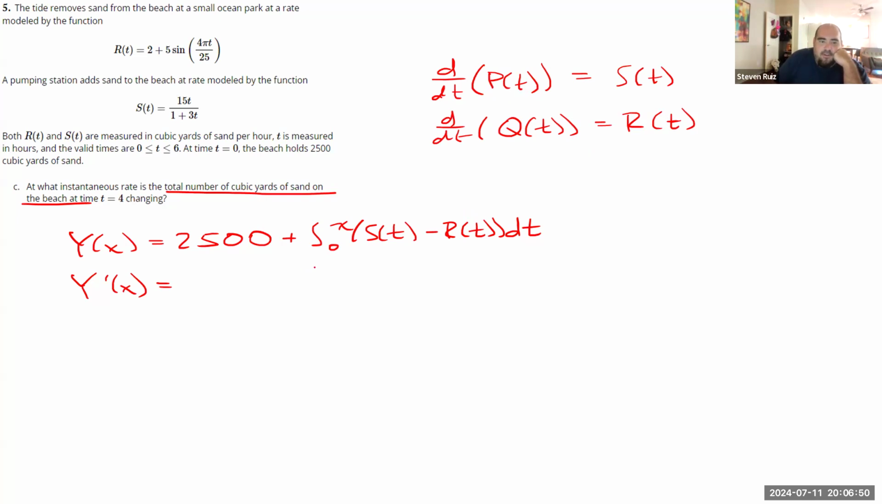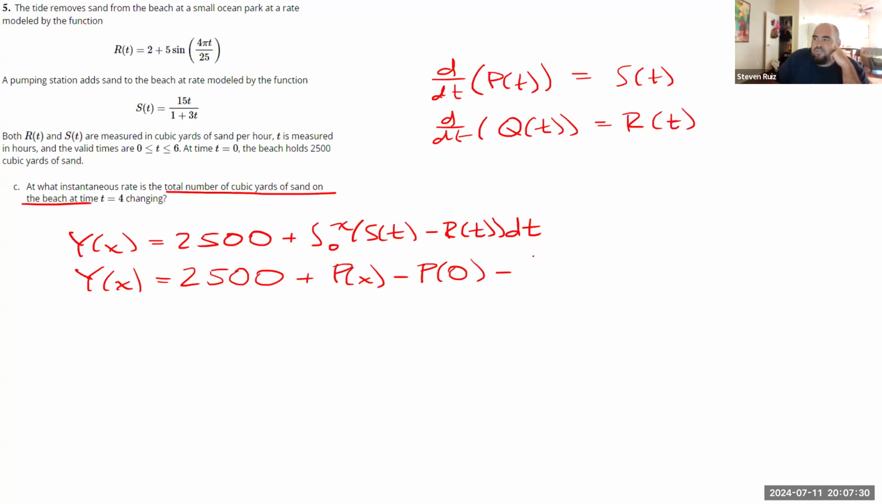So actually, let's throw a step in here. Now that we've given names to the antiderivatives, let's do this. Y of x equals 2,500 plus, what does the fundamental theorem of calculus say? Well, the integral of some function s of t from 0 to x is going to come from its antiderivative evaluated at both endpoints. So that's going to be P of x minus P of 0.